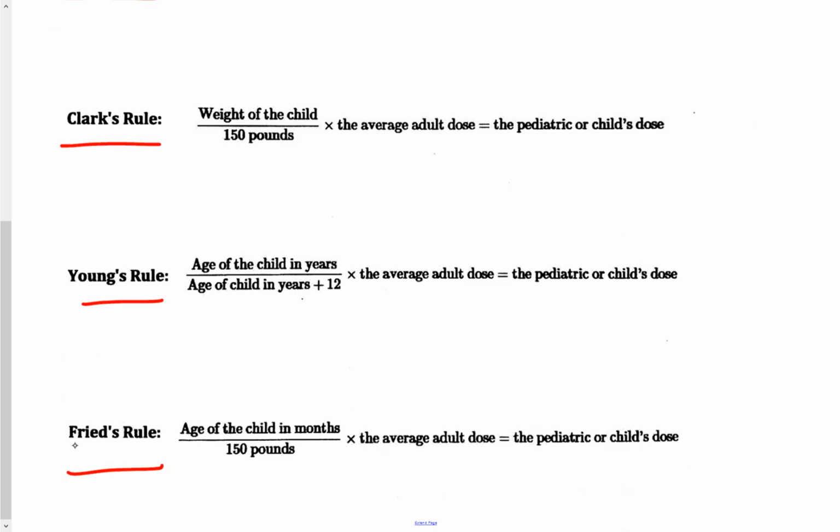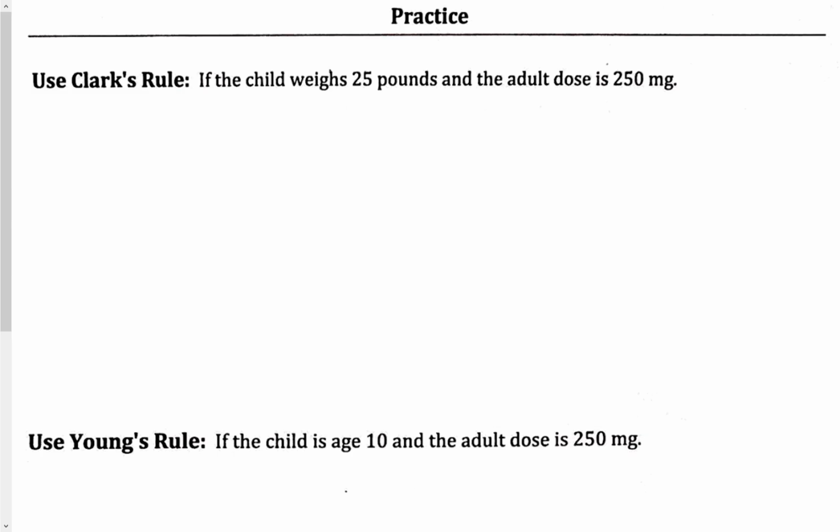Okay, so a lot of times it will tell you the child, and or it might tell you which particular rule that you would need to use. So you're just simply going to follow each of these. So I'm going to take you guys through examples of each one. Okay, starting with Clark's rule. So you just look at what particular rule it's going to use, and you just look at the formula.